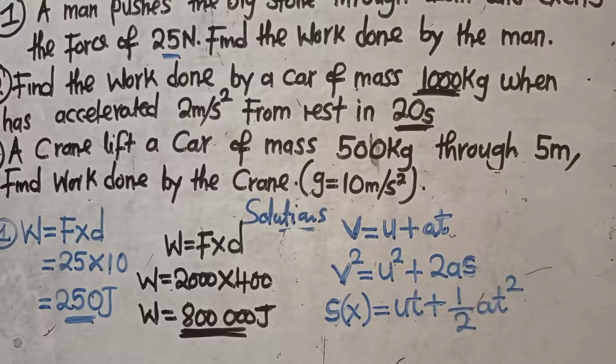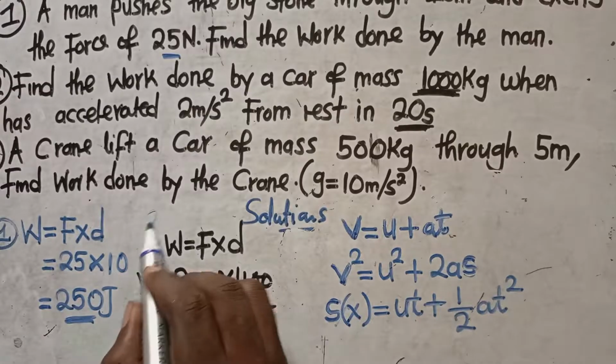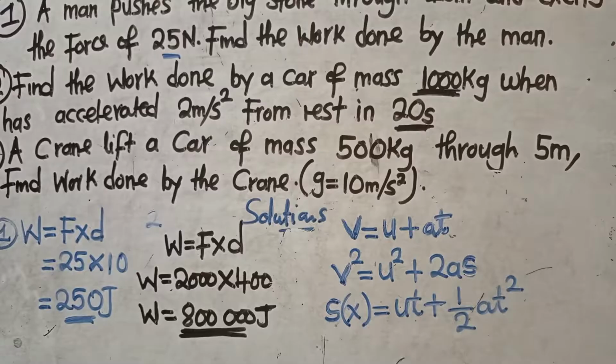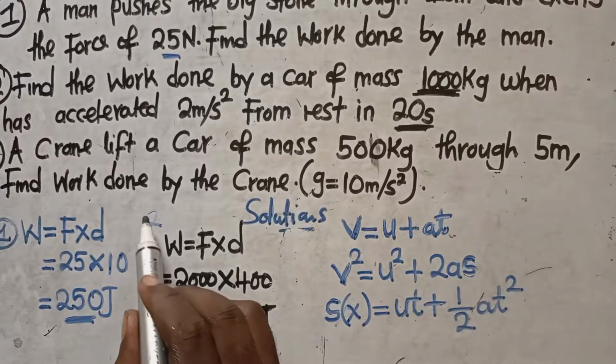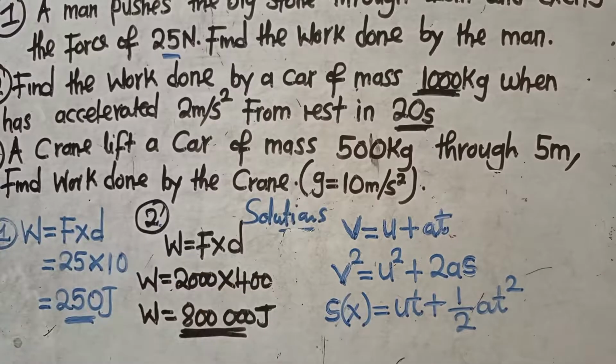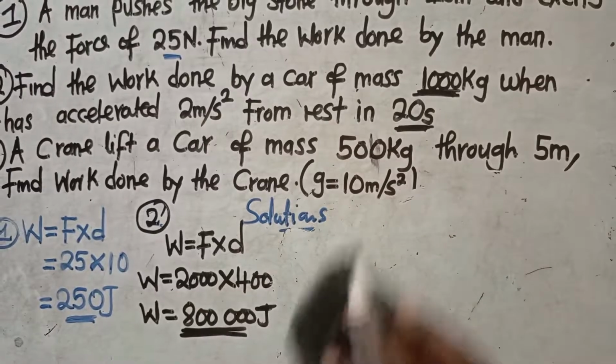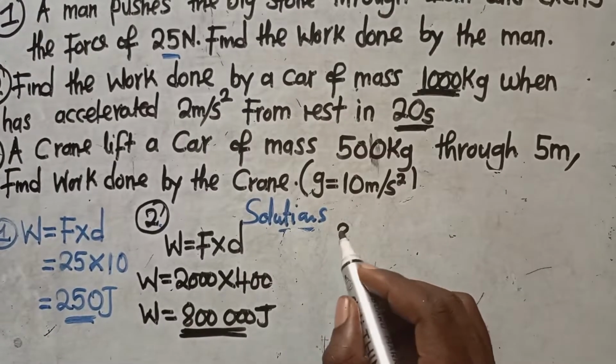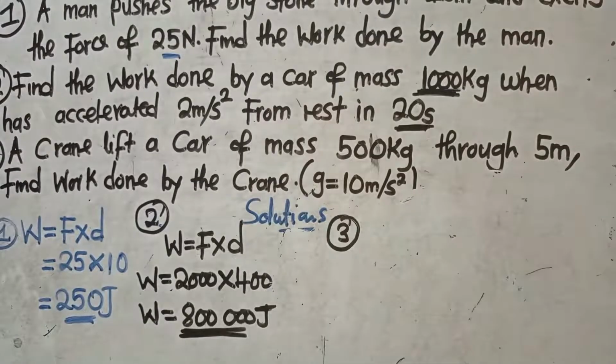So we've answered question number 2. This is question number 2. This is how you are supposed to answer it. I guess you are getting something here. This is how you need to answer these questions. We've answered that question. We move now to question number 3. How can we answer question 3?